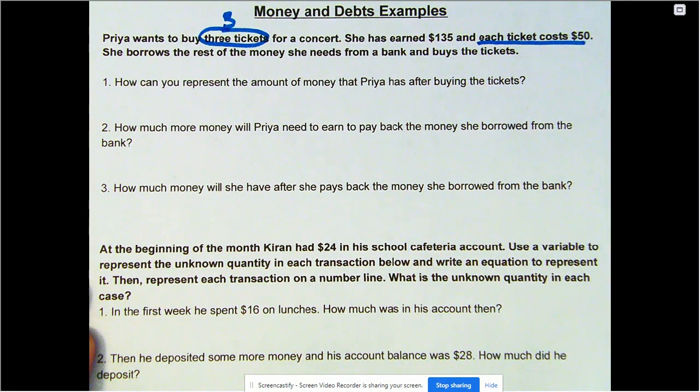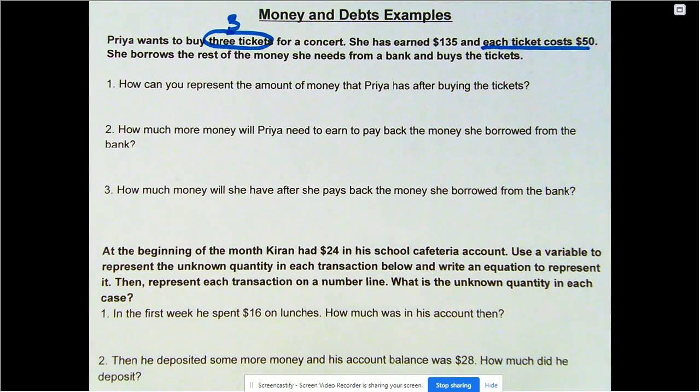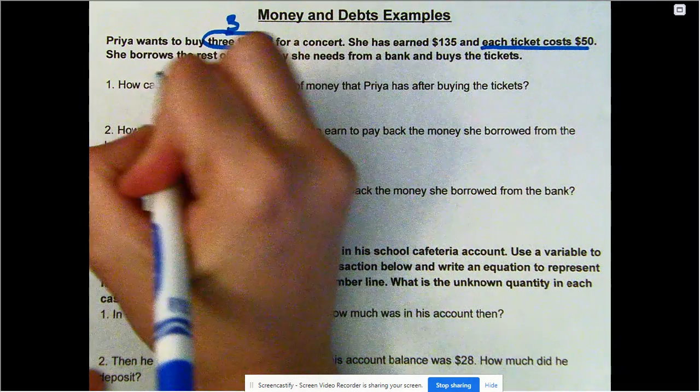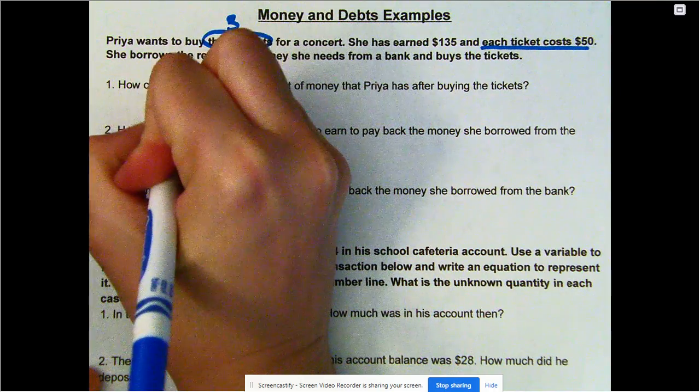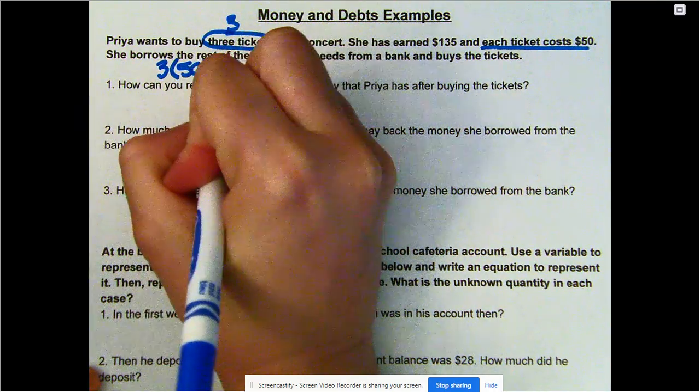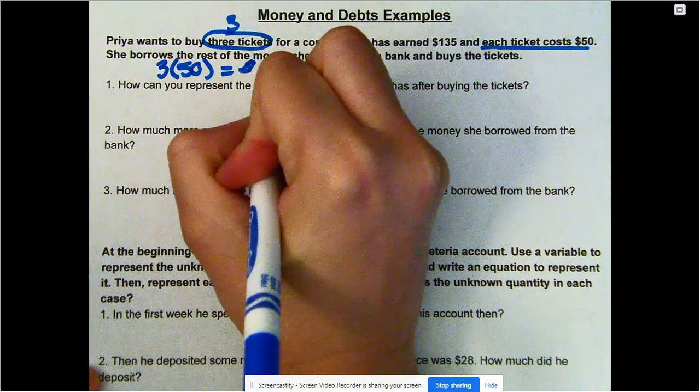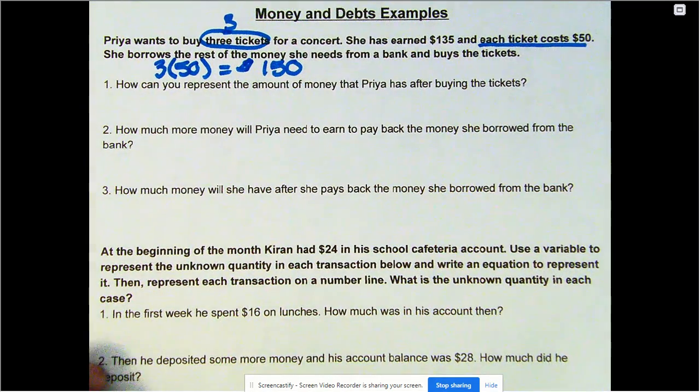Okay, so if you have to buy 3 tickets, you're going to have to add up that $50 three times because you're purchasing 3 of them, and each of them costs $50. So that could be 50 plus 50 plus 50. Or another way to shortcut that would be 3 times 50. And so her tickets are going to cost her $150. So that means that she has to pay $150 to get those tickets.